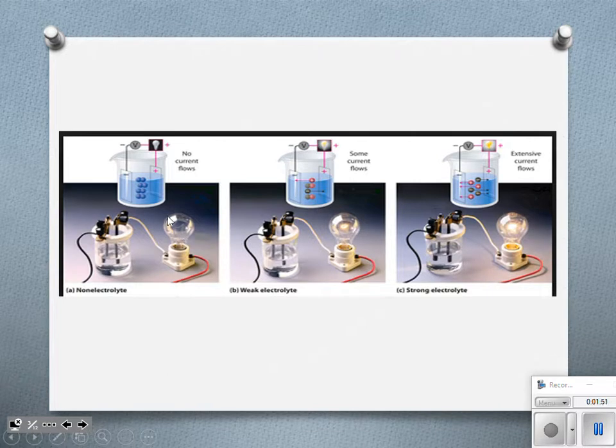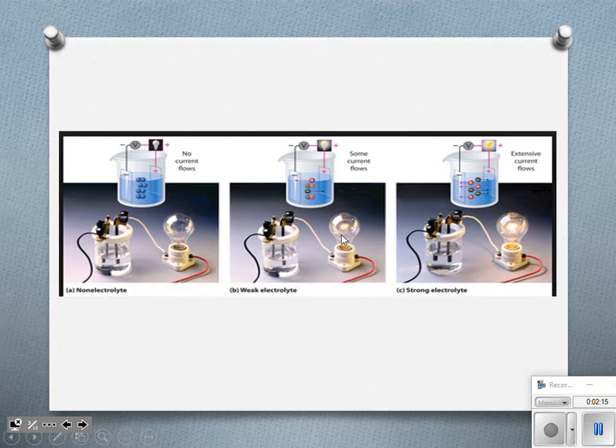And if this light bulb lights up, then that liquid would be able to conduct the electricity through it. Since this light bulb right here is not lit up, that would be a non-electrolyte. If you look at this one, it's lit up, and so is this one right here. That one's a little bit dimmer than this one, so this one would be a stronger electrolyte than that one.